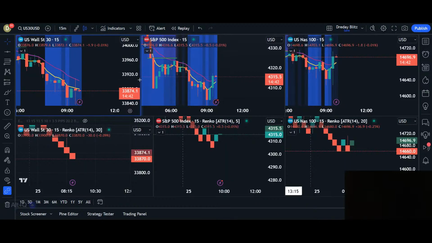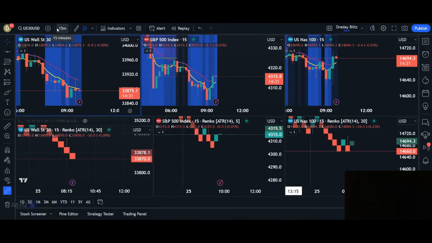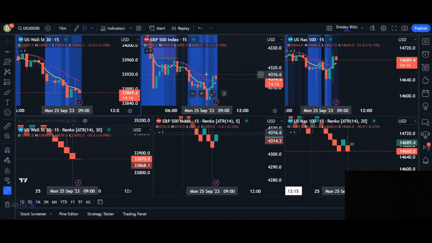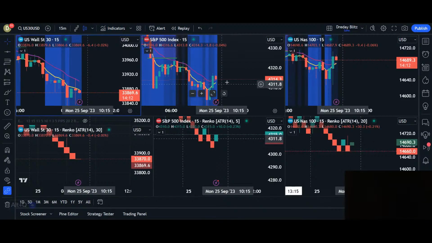Okay, so now we still have, so it's 9:45, so it's starting a new candle. Perfect. So now we have US 30 here. It's still looking bearish here. We had a big wick on the upside, but we may continue going down. S&P 500, we had a big push up.